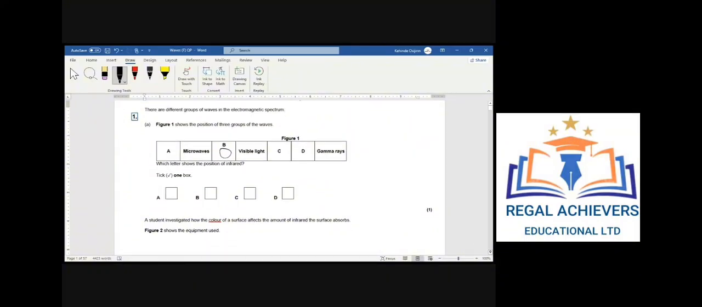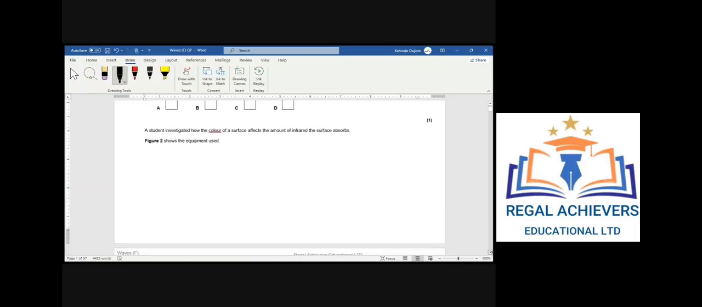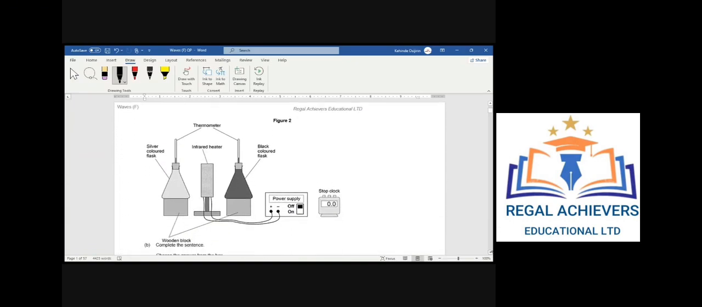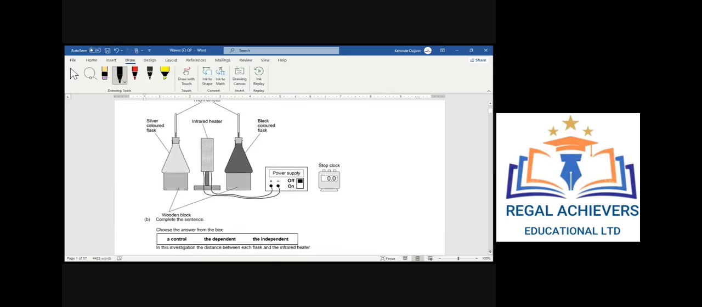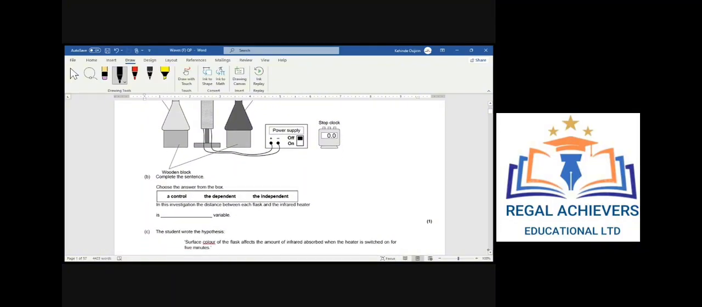All right, the second question says, a student investigated how the color of a surface affects the amount of infrared the surface absorbs. Figure 2 shows the equipment being used. You can see the equipment and the setup. Choose the answer from the box. If you look at the box, we have the control, the dependent, the independent. In this investigation, the distance between each flask and the infrared heater is what variable? Is it dependent or independent, or is it a control?